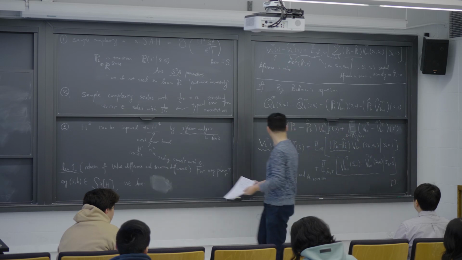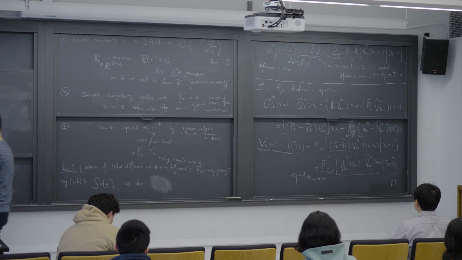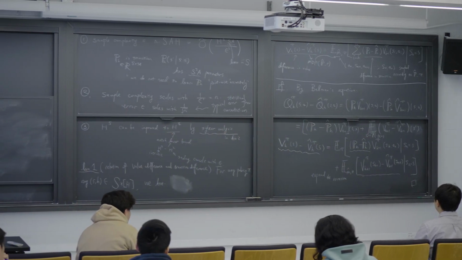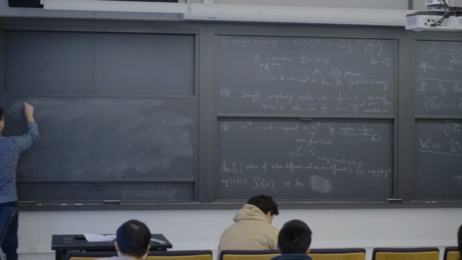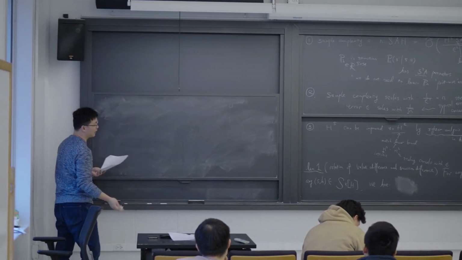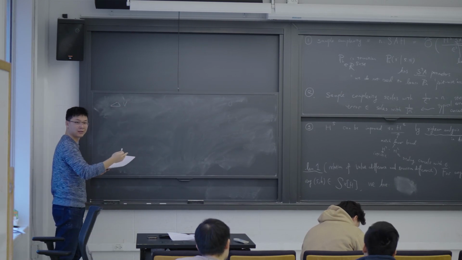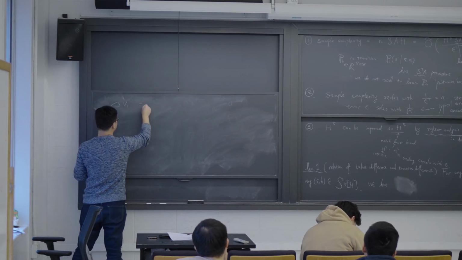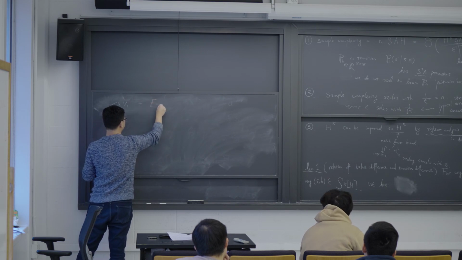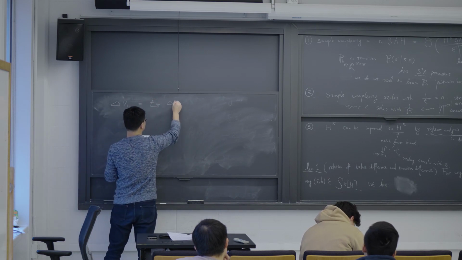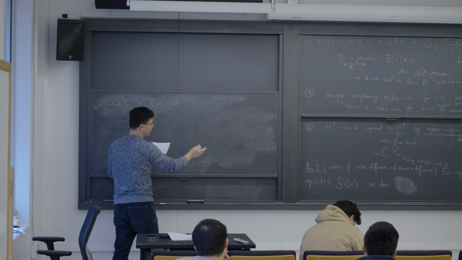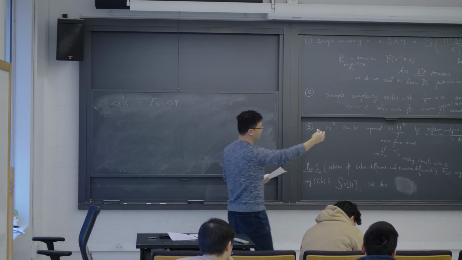Okay, I would just do a bit more then. What I'm saying is, at a high level, you will have delta V. This is the value difference in the first step, which is equal to the expectation of pi, let's call it delta P. Delta P is essentially a lot of things there.